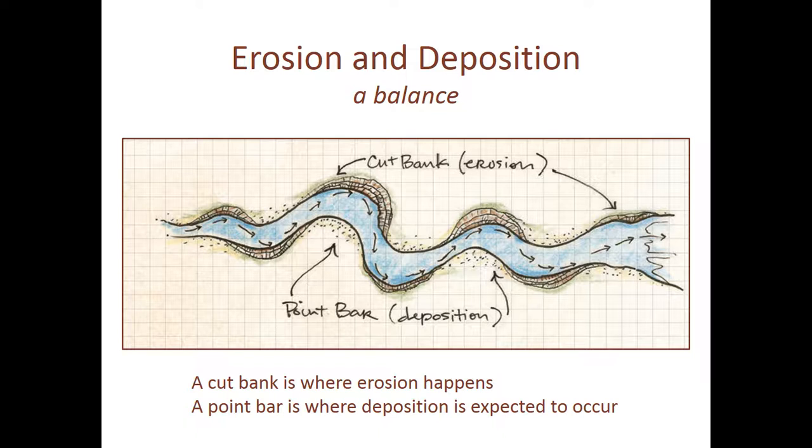Erosion and deposition are two opposing forces at work in the same stream. Erosion and deposition are balanced when eroded materials are being deposited not far downstream on the opposite bank. A cut bank is where the erosion occurs, and the point bar is where the deposition is expected in a balanced meandering stream.